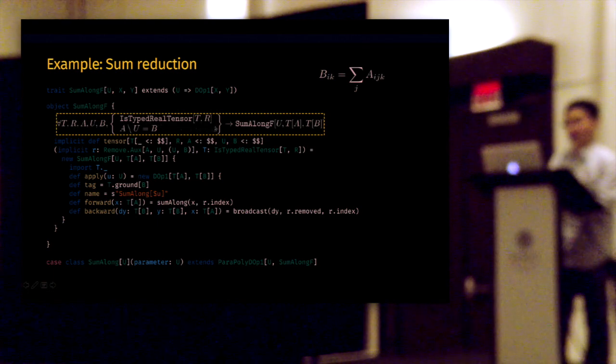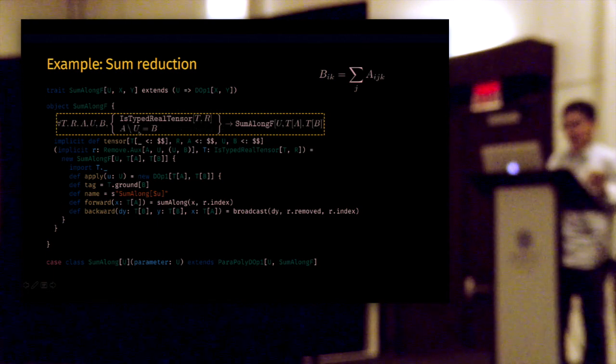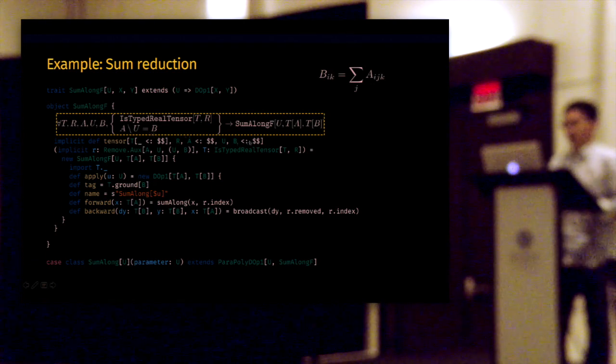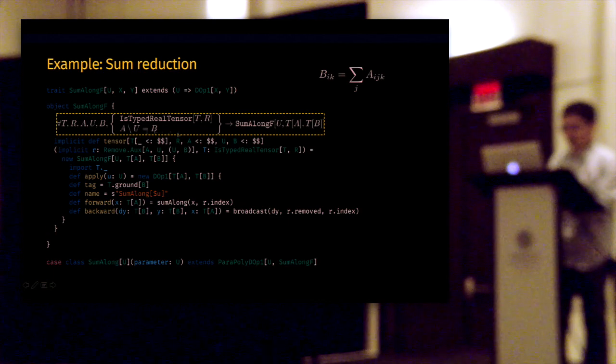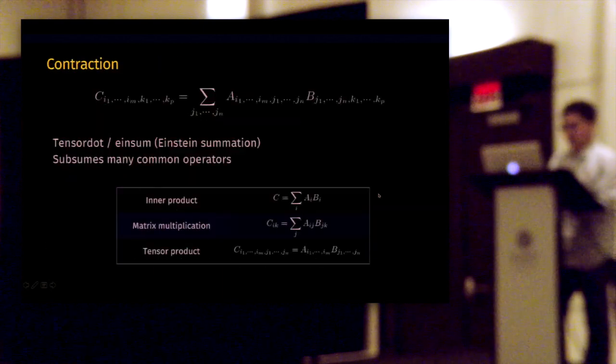It's like, if T is a tensor of R and the HList A, if we remove a type U in it, it returns B, we know that if we sum TA along the axis of U, we get TB. So here, to encode this proposition, we use Shapeless's Remove.Aux. This is a Shapeless operator that lets us do this. So we have a very safe sum reduction algorithm here.